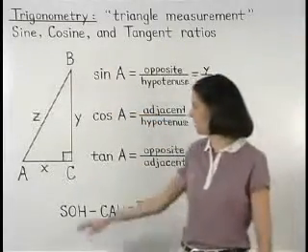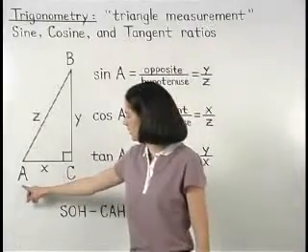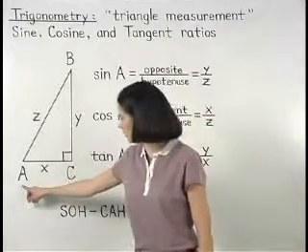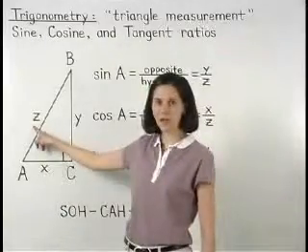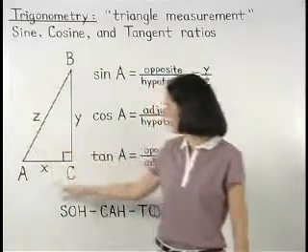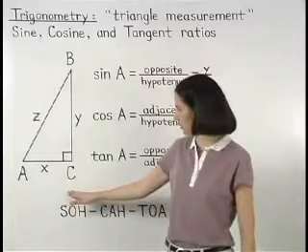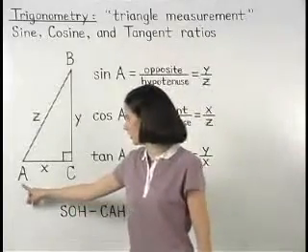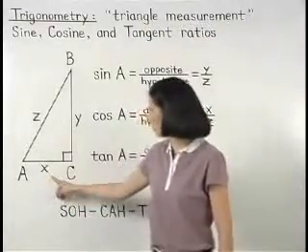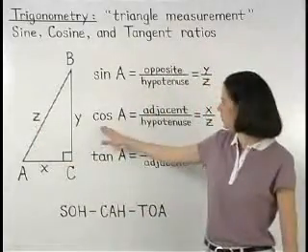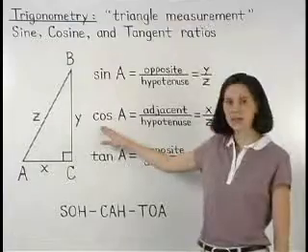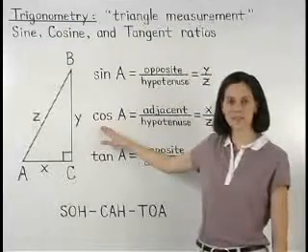Next, the cosine of angle A is equal to the ratio of the length of the side adjacent to angle A to the length of the hypotenuse. So, in right triangle ABC, the cosine of angle A equals x over z. Notice that the abbreviation we use for cosine is cos.